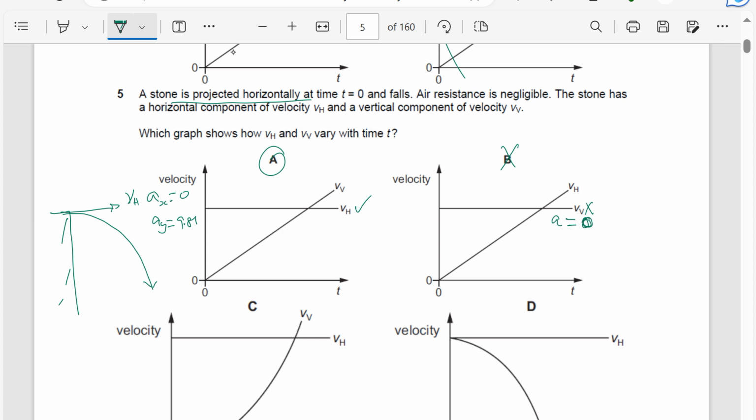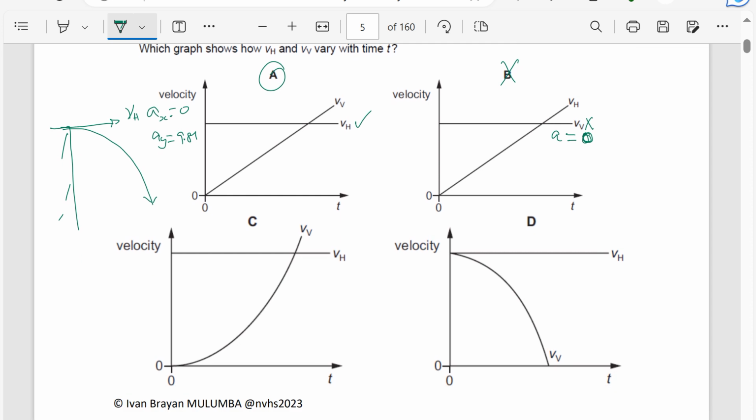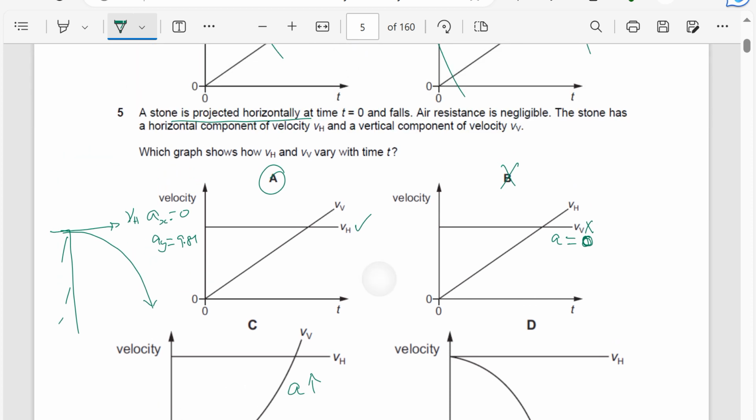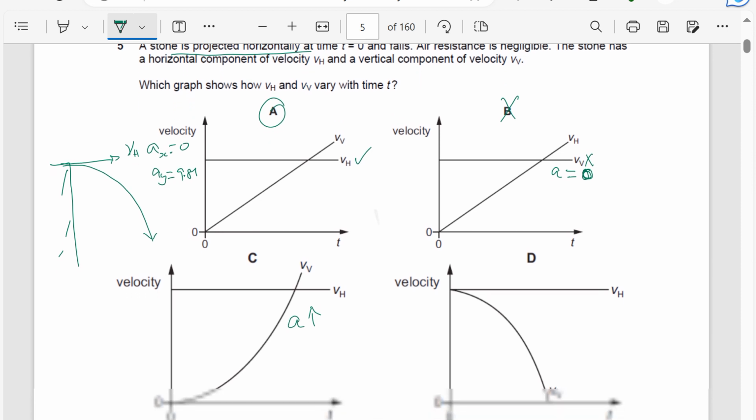A horizontal line means 0 gradient. So here it is showing acceleration is 0. And why not C? C is showing an increasing gradient, which means the acceleration is increasing. Yet if there is no air resistance, the acceleration is constant.